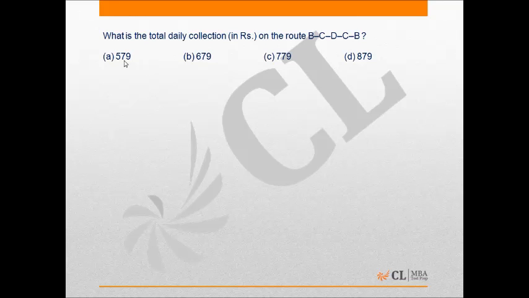Come to the next question. In this question we have to find what is the daily collection on the route B to C. From the table it can be seen that fare from B to C is rupees 8 and the number of passengers traveling is 42. Fare from B to C is 13 and the number of passengers traveling is 5.